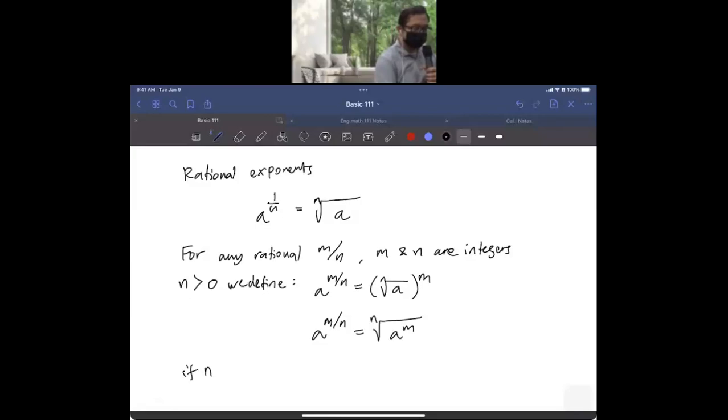Then if n is even, then a will be at least 0, which means it cannot be negative if n is even. So this is another way to say what I've explained before. Rational exponents.